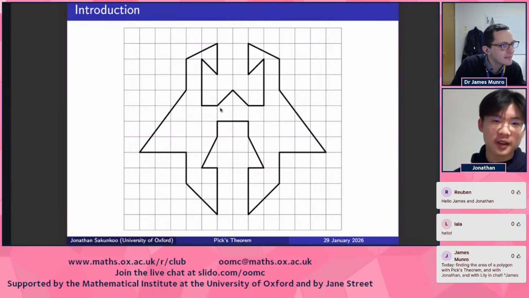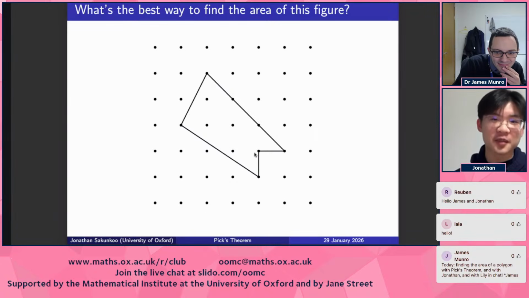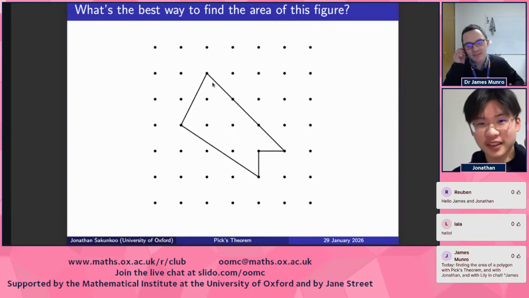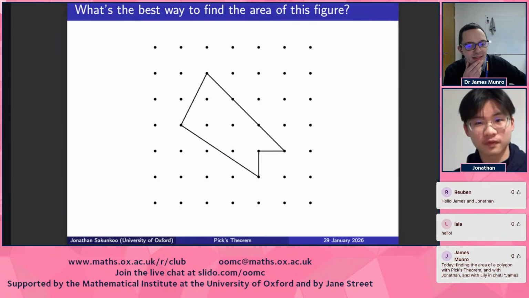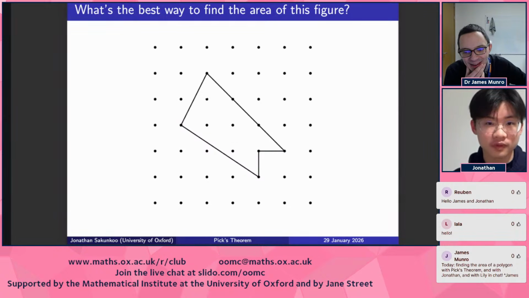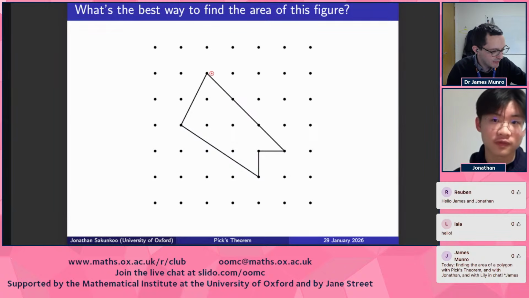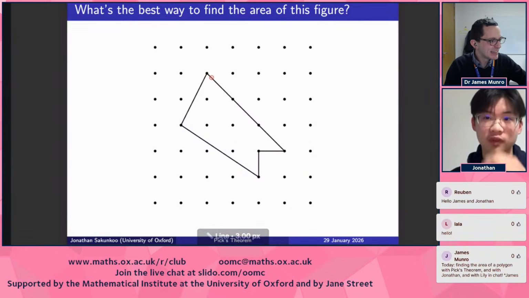But first, before we try and dive into it, let's look at a simpler figure. So, what do you guys think is the best way to find the area of this one? Okay, I think that's more approachable. So we're gonna find the area of this shape. I think we're live. I think I've pressed all of the right buttons, and I've got the audio set up right.